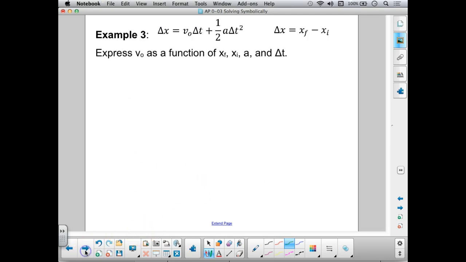Are you ready for another? Let's try it. Here's example 3. I've got the displacement acceleration equation, which is displacement equals the initial velocity multiplied by the time plus 1/2 the acceleration times the time squared. And then I also have a definition of the displacement, which is your final position minus your initial position. And your task is to express the initial velocity, or V0, as a function of the final position, the initial position, acceleration, and the change in time. Okay, pause the video, ready, set, go.